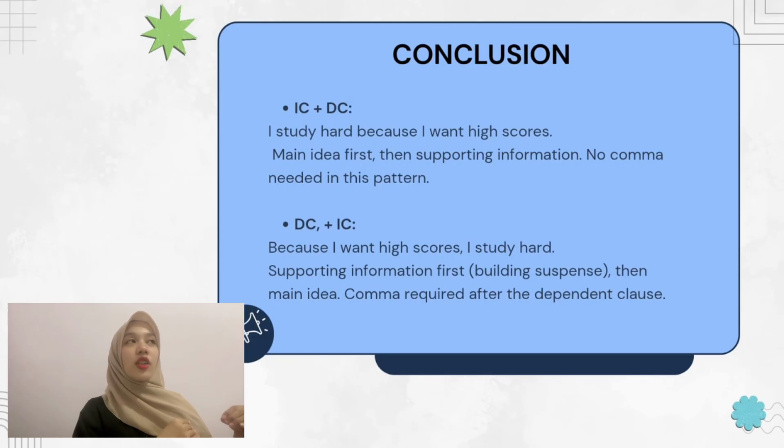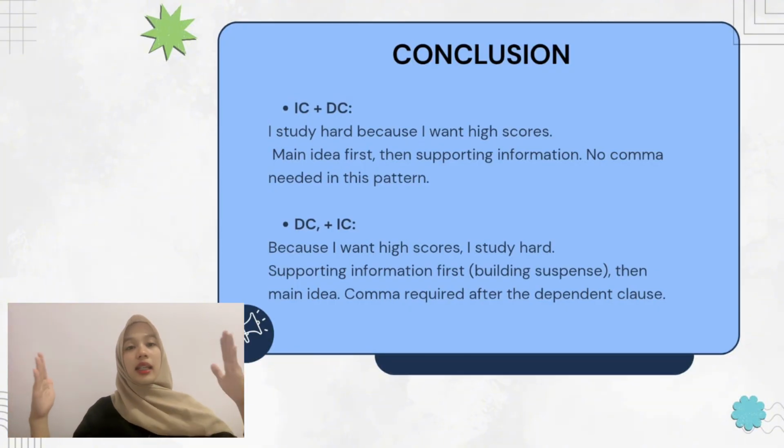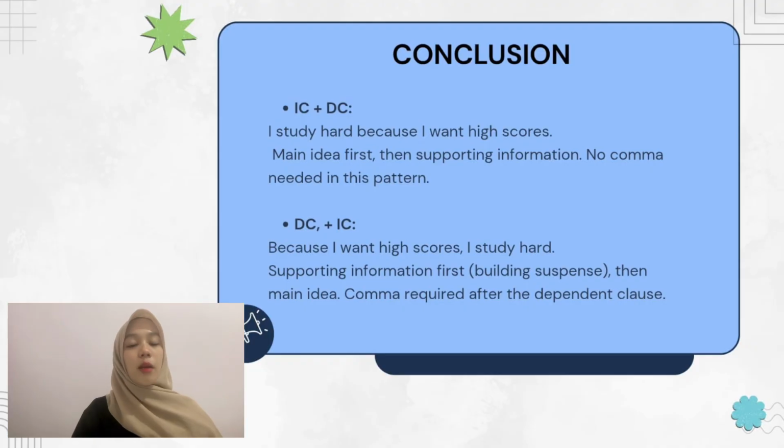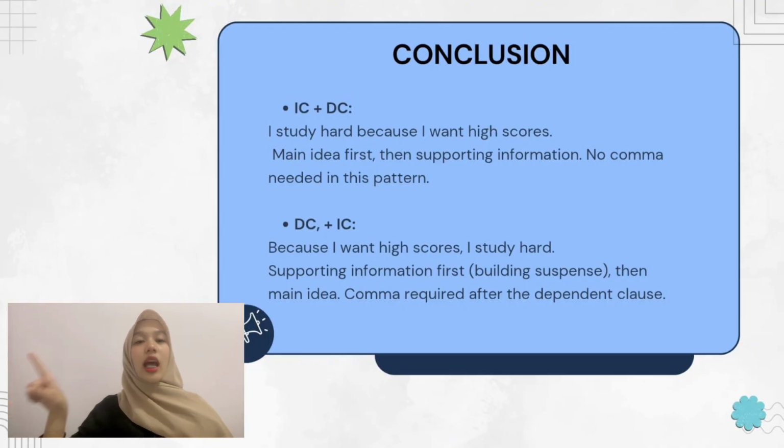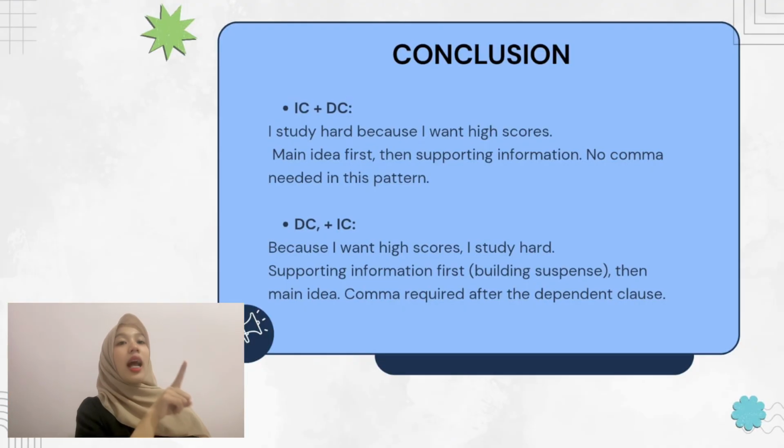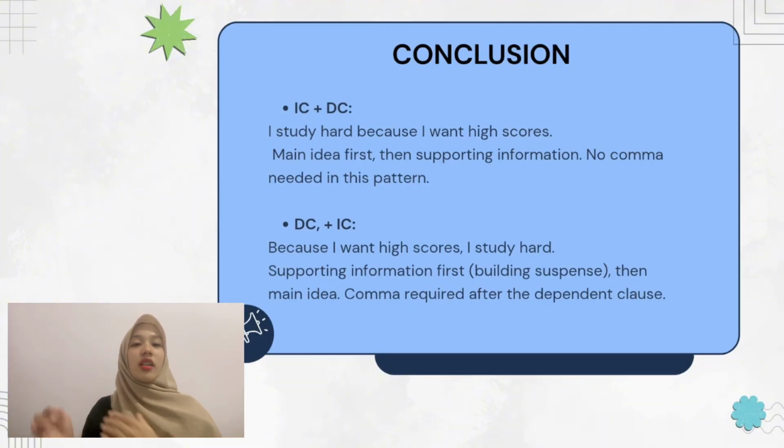It does not need a comma in this pattern. And the second pattern is dependent clause plus independent clause. For example, because I want high scores, I study hard. Supporting information is in the beginning, right? It is for building suspense. Then the main idea. The comma is required after the dependent clause.